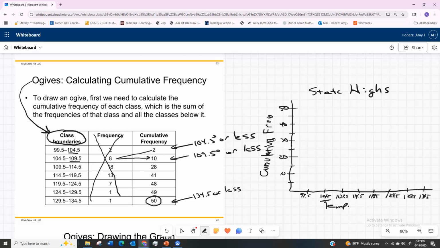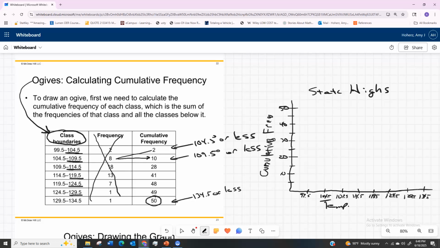But we have to be careful where we start this graph at, because remember this 2 right here meant that there were 2 values that are 104.5 or less. So that value of 2 needs to be at 104.5. So we're using the upper class boundaries to graph these. So I'll underline those all the way down.